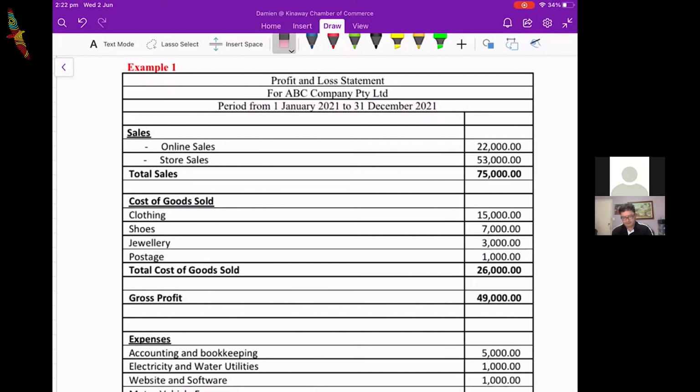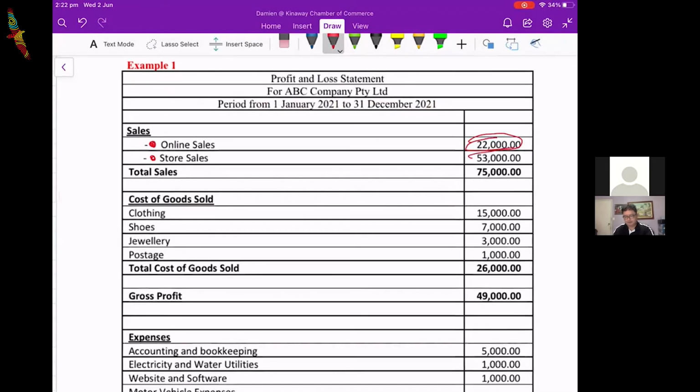So what are we seeing first? The first things we're seeing is we've got sales here. And we've got online sales, and we have store sales. So this immediately is telling me that the ABC company sells online, and they have a physical store. That's the first thing it is telling us. Next, it's telling us the online sales generate $22,000 for the financial year, and the physical store made sales of 53,000 for the year, for the 12 months.